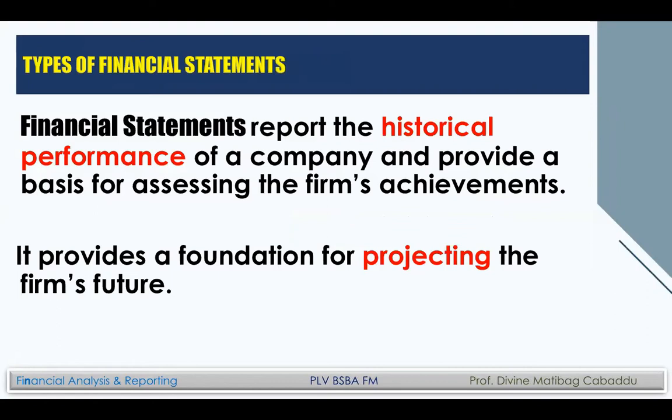Next, let's proceed to types of financial statements. So financial statements report the historical performance of a company. So pag sinabing historical performance, that means to say, meron ng business transaction na nangyari. Okay? You don't include in your financial statements those business transactions that have not transpired yet. Okay? So for example, yung company, they acquired machinery and equipment. So that's already historical, diba?